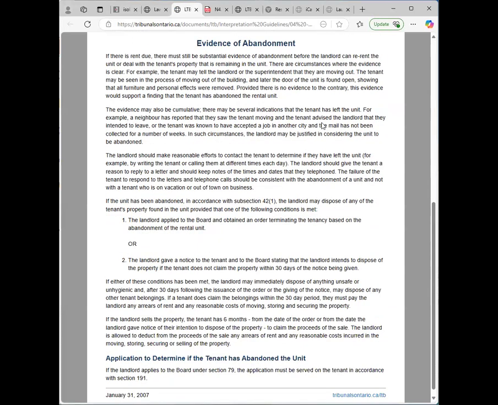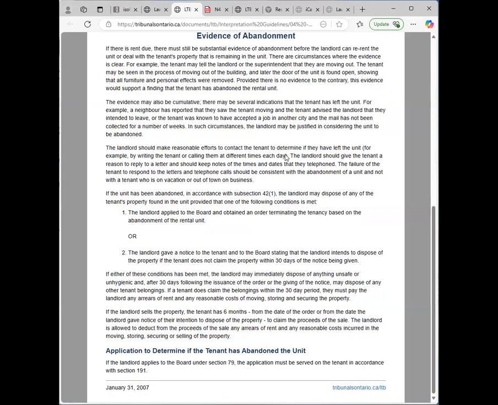Okay, so landlords should make reasonable efforts to contact the tenant and determine if they've left the unit. For example, by writing to the tenant or calling them at different times of the day. Landlord should give the tenant a reason to reply to the letter and keep notes of the dates and times that they telephoned. Failure of the tenant to respond to the letters and the phone calls should be consistent with abandonment of the unit and not with a tenant who's on vacation or out of town on business, of course.